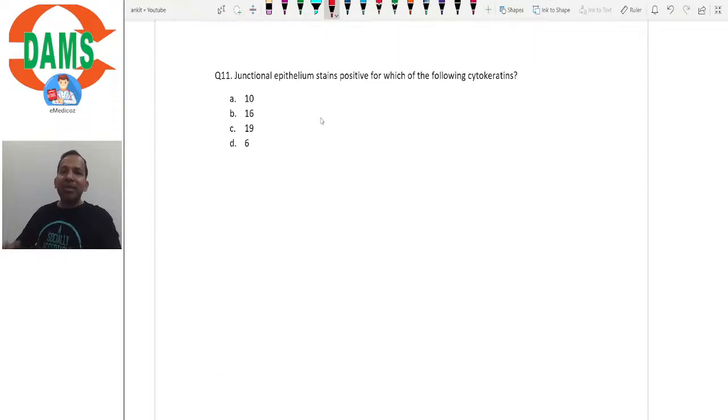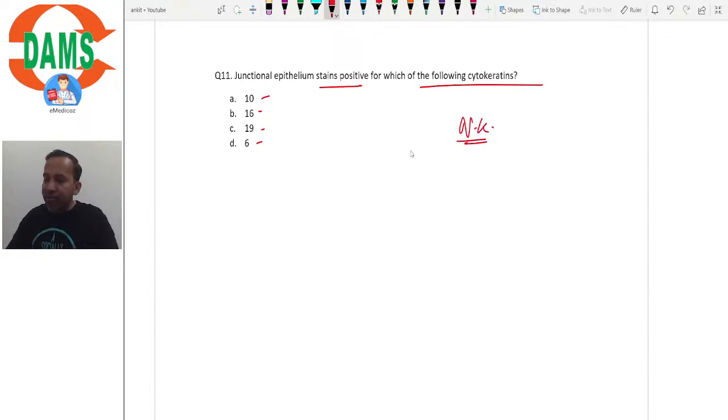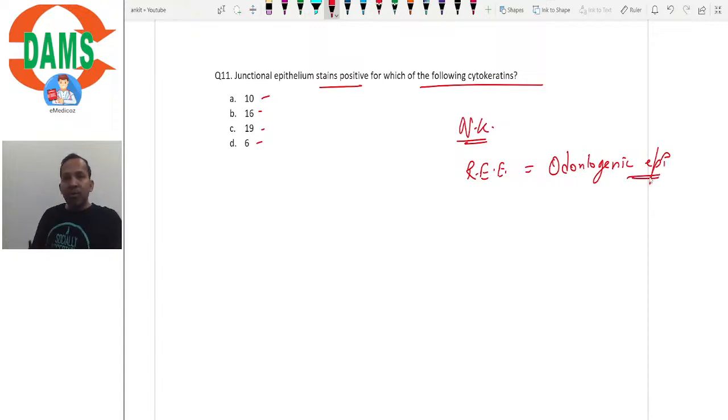So next question is, junctional epithelium stains positive for which of the following cytokeratins? Options are 10, 16, 19 and 6. So junctional epithelium, first of all, is a non-keratinized epithelium, and also it represents the reduced enamel epithelium, or you can say odontogenic epithelium.